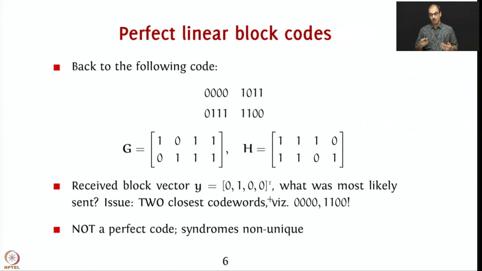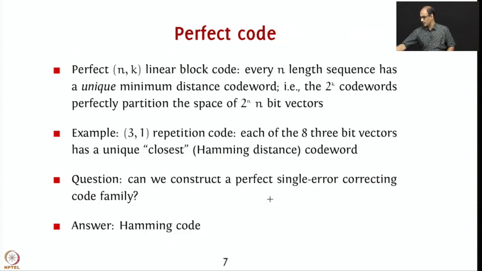The 3-repetition code is a perfect code; syndromes are unique for 1-bit flips. We are not talking about 2-bit flips, which will result in an error even in the 3-repetition code, but for the minimum number of bit flips, are they unique? Then it's a perfect code. So a perfect code is an (n, k) linear block code where every n-bit sequence has a unique minimum distance code word, that is, the 2 power k code words perfectly partition the space of 2 power n bit vectors.